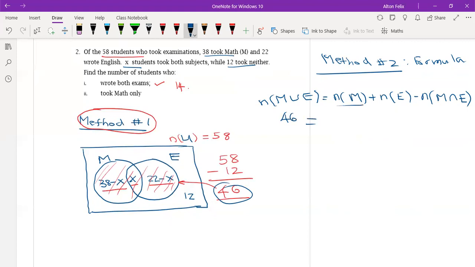The number of members who took math, it's up here, 38 of them, plus the number of members who took English, it's 22, and minus the number of members who did both math and English, which we represented as X right here. So that will be minus X. And you end up with a similar formula. You got 60 minus X here.